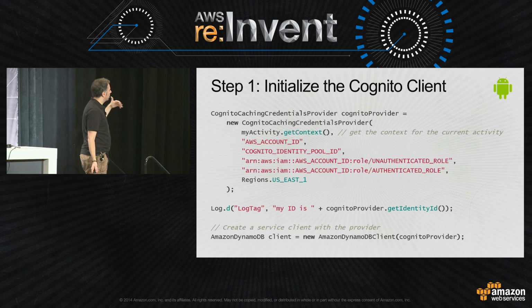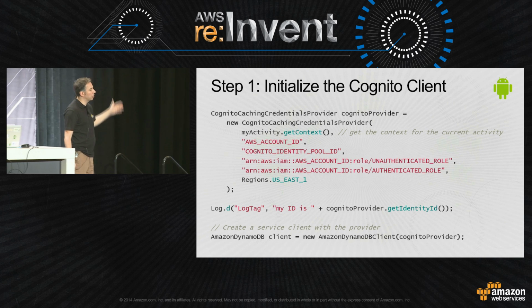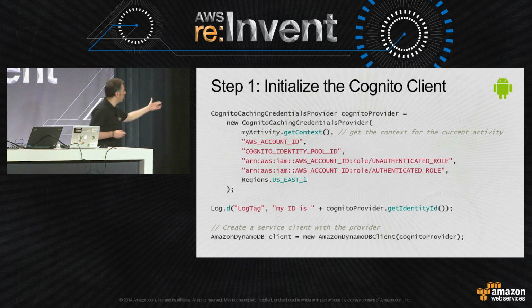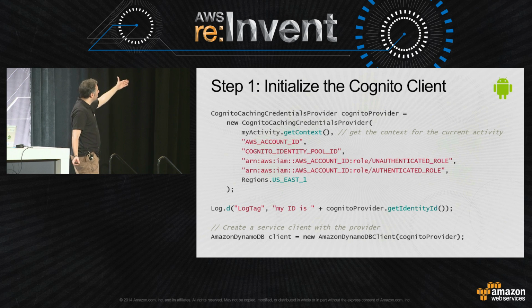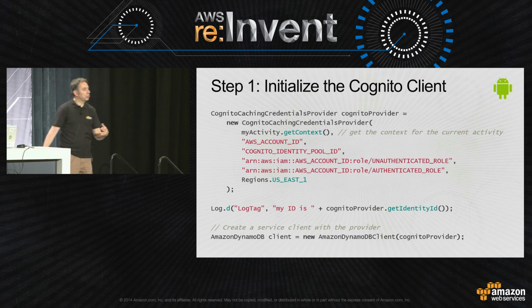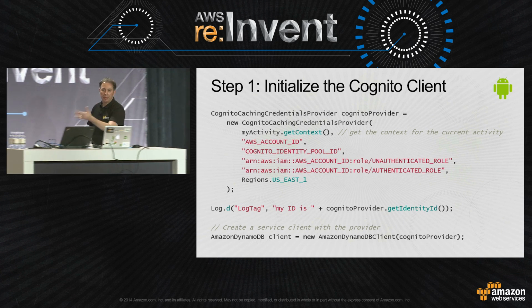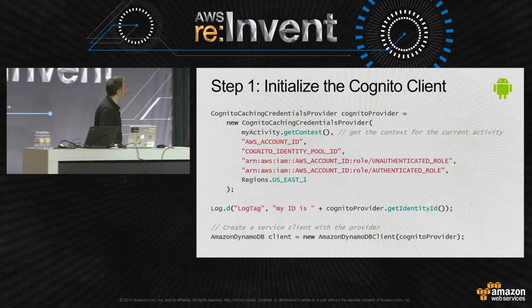And then this Cognito provider object can be used with all of our normal APIs to create a client that can connect to the services where the role gives access. So for example, here we create a DynamoDB client with this Cognito provider. If the role that I get allows me to do something on DynamoDB, I can go and do it.